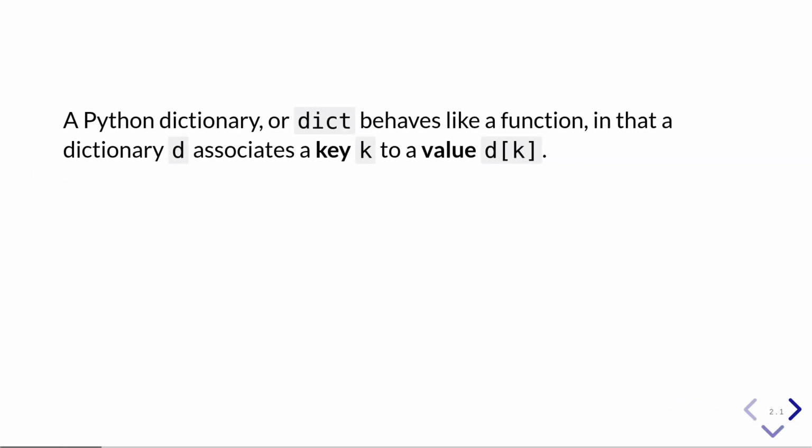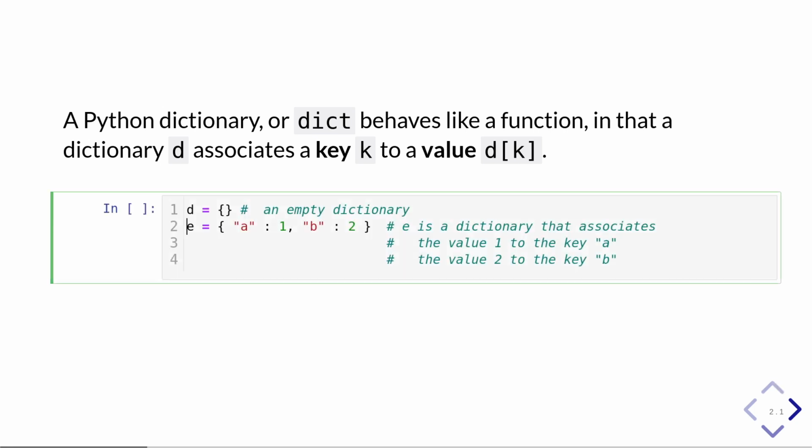It lets you represent a kind of mathematical function. So if you have a Python dictionary d, then the inputs to that function are referred to as keys in Python. And if you have a key k, then the output of the function corresponding to the key k is called the value, and you access it by doing d[k], just like you access the 0th element of a list, for example. So let's create some Python dictionaries.